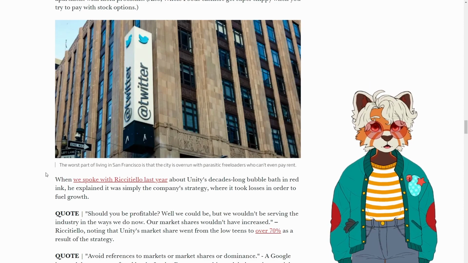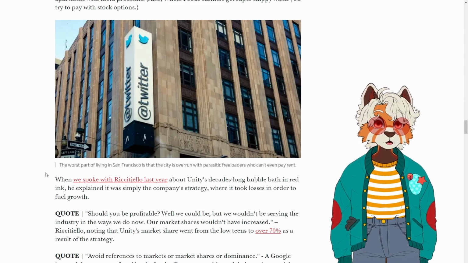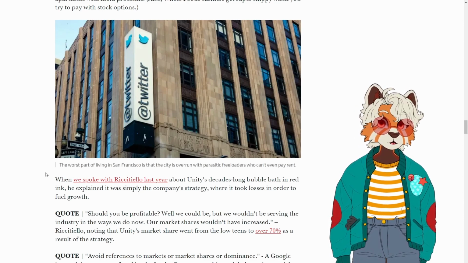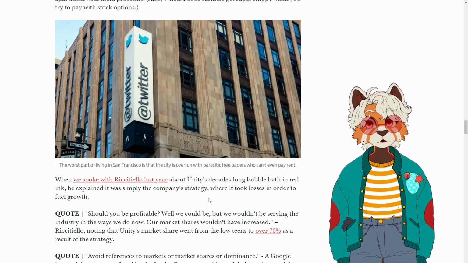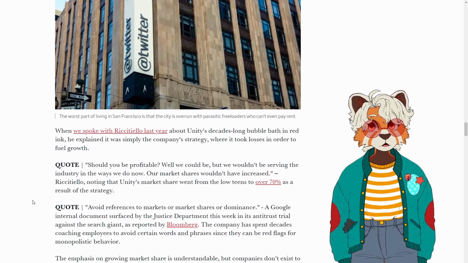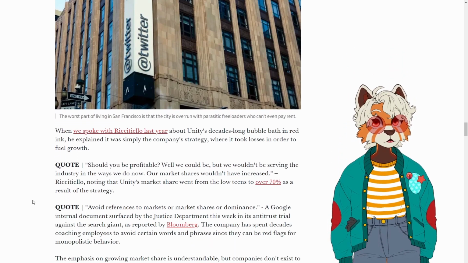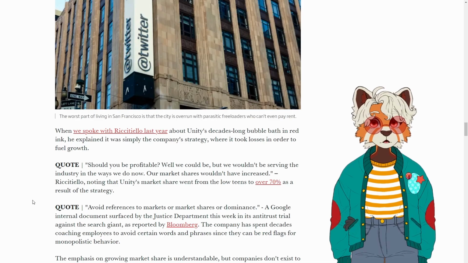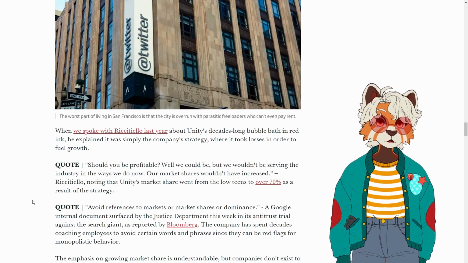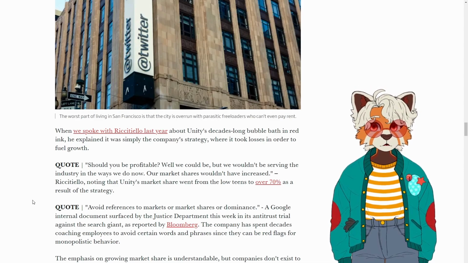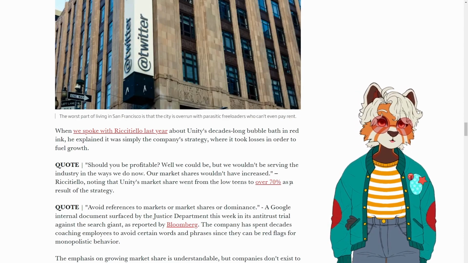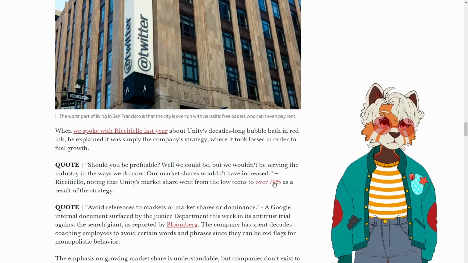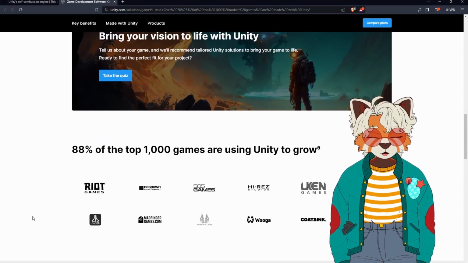When we spoke to Riccitiello last year about Unity's decades-long bubble bath in red ink, he explained it was simply the company's strategy, where it took losses in order to fuel growth. Quote, "Should you be profitable? Well, we could be, but we wouldn't be serving the industry in the ways we do now. Our market shares wouldn't have increased." End quote. Riccitiello noting that Unity's market share went from the low teens to over 70% as a result of the strategy. And there is some truth to this.